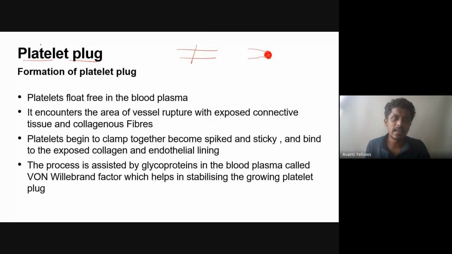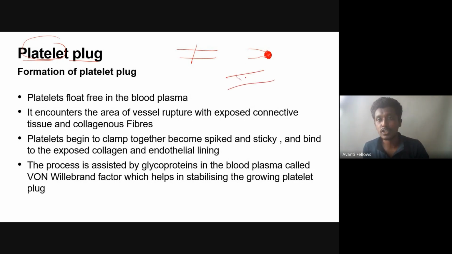So, platelets form a thick plug at the site of opening. This is called platelet plug formation. What happens? In your blood, the platelets are freely floating in the blood plasma, right? They're just freely floating. Now, what happens? You have got injured.